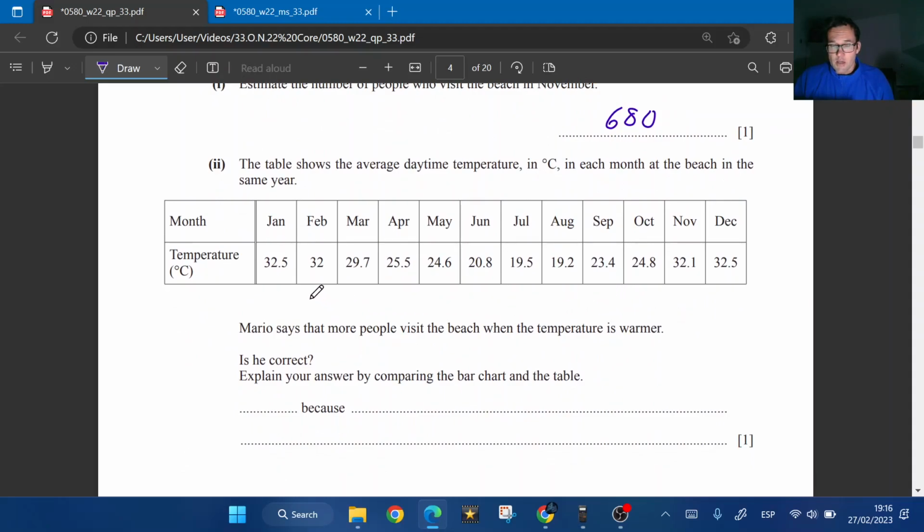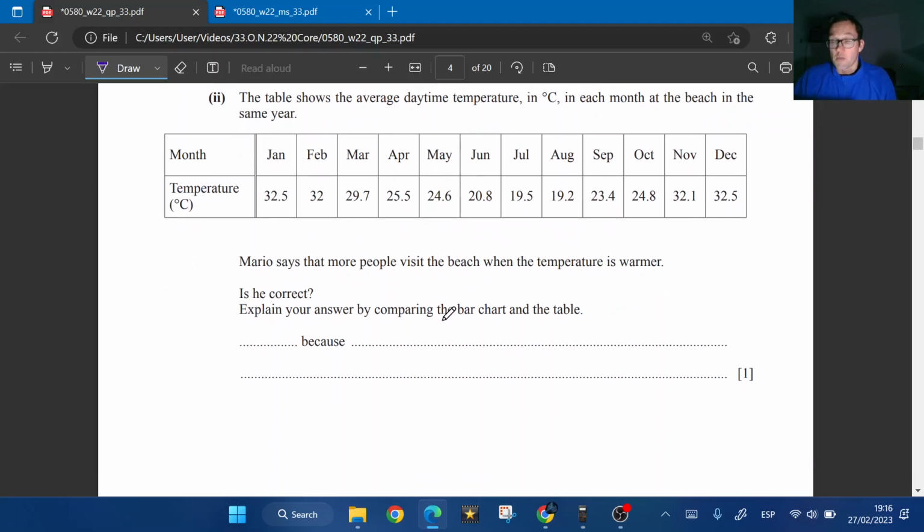Here shows the temperature at the beach. Definitely look at July, August, it's the coldest. And where is it cold in July, August? In Australia or South Africa or Argentina, those places, which is upside down. Southern Hemisphere. And then in December and January, they have Christmas in the sun with fake snow, like cotton wool, not anything cold. Anyway, Mario says that more people visit the beach when the temperature is warmer. Is he correct? Explain your answer by comparing the bar chart and the table.